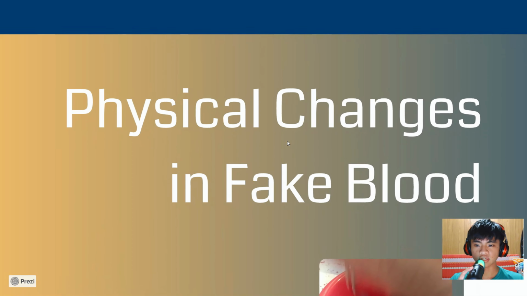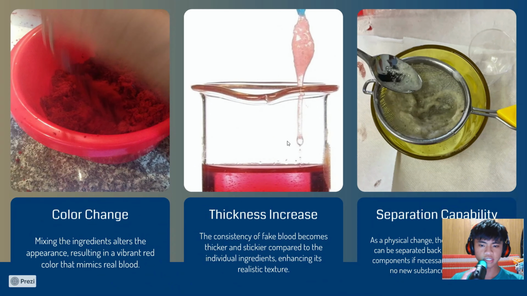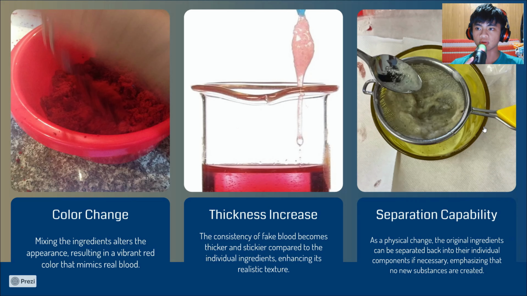Now, moving on to the physical changes in fake blood. There's color change, there's thickness change, and there's also separation capability. Color change, as I mentioned before, the food coloring changed the appearance in terms of hue for the corn syrup, which made it look like or mimic real blood. In terms of thickness, the thickness increased due to the mixture of all these substances combined. And in terms of separation capabilities, all of these are able to be separated back into their previous individual components, and that shows that no new substances were created in this process.